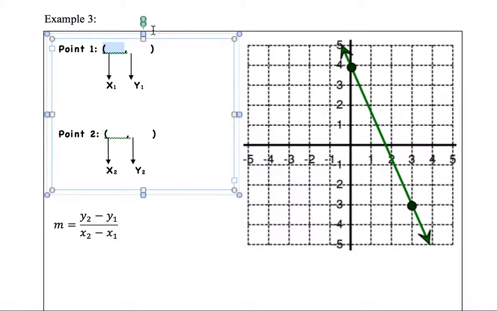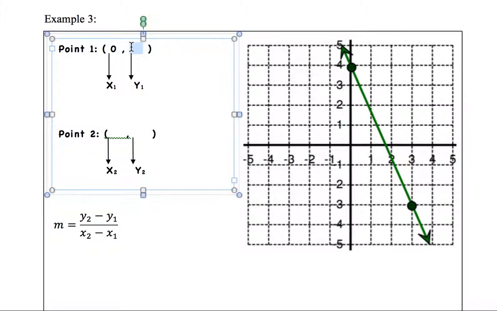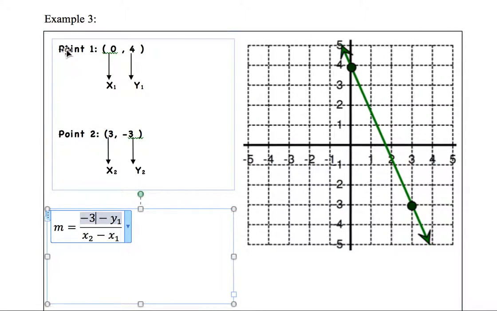So I'm going to call this point 1. So it has the coordinates x equals 0 and y equals 4. And I'm going to call this point 2, which has the coordinates x equals positive 3 and y equals negative 3. So now I need to substitute into the formula. y2, I go to point 2, and I choose the y value, which is negative 3, minus y1. So now I have to go to point number 1, go to the y value, and that's a 4. So negative 3 minus 4.